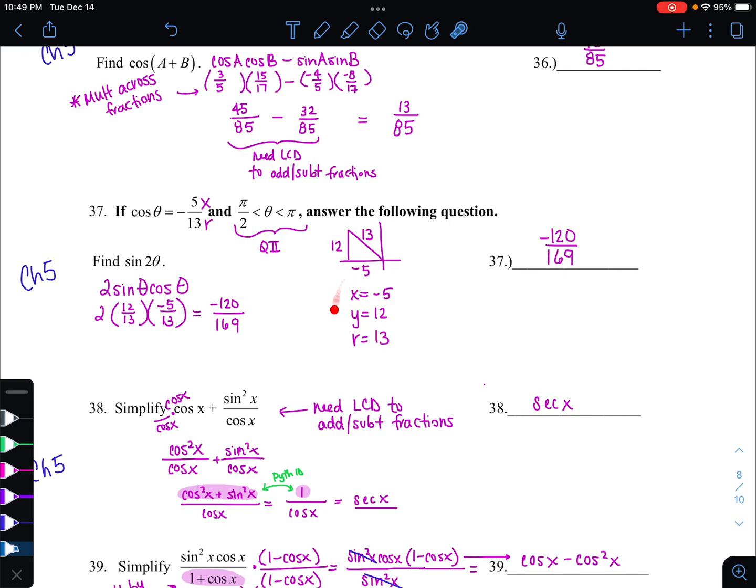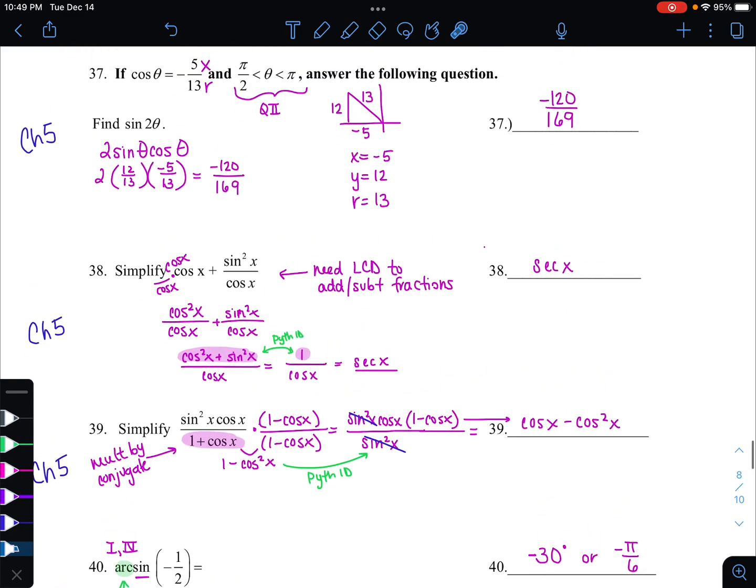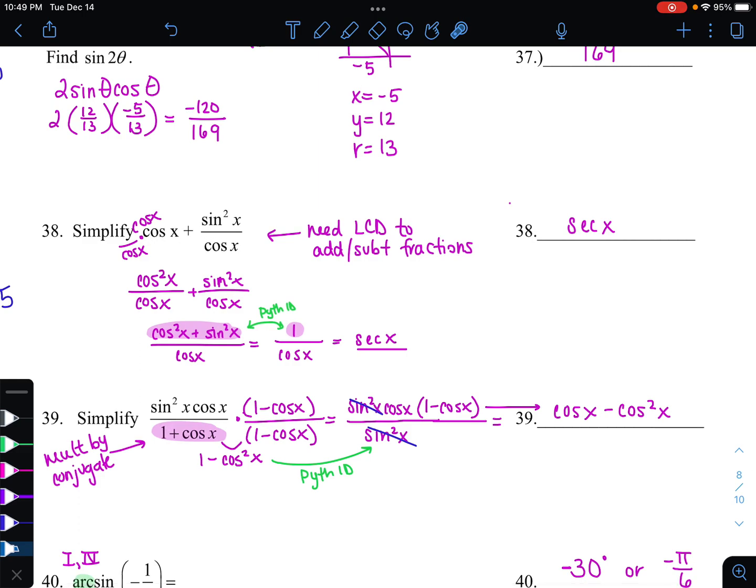So again, we need the characteristics of theta, and then we have to use the identity to get it in terms of just regular theta, because that's what we have our information for. So we plug it in: y over r, x over r, and multiply through. And the last 2 problems here, we have more simplifying, verifying type questions. So again, utilizing our algebra skills.